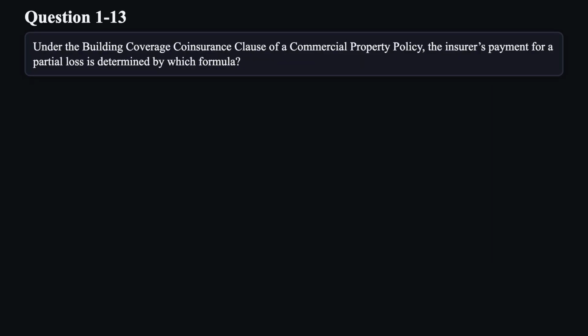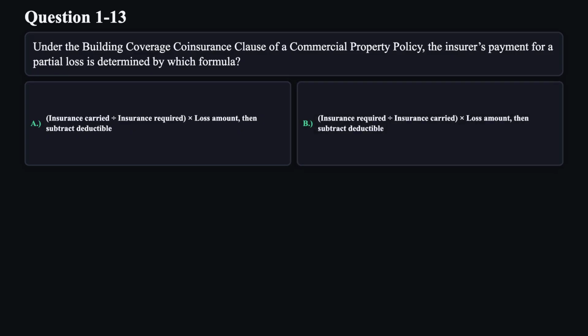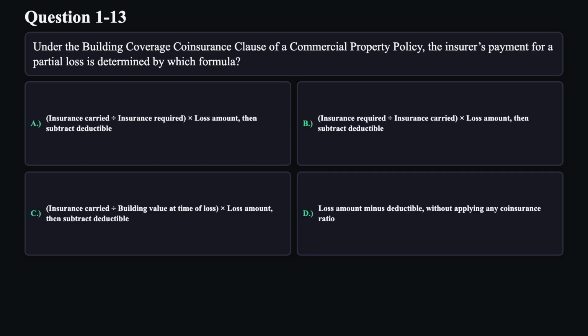Question 13. Under the building coverage co-insurance clause of a commercial property policy, the insurer's payment for a partial loss is determined by which formula? A. Insurance carried divided by insurance required, multiplied by loss amount, then subtract deductible. B. Insurance required divided by insurance carried, multiplied by loss amount, then subtract deductible. C. Insurance carried divided by building value at time of loss, multiplied by loss amount, then subtract deductible. D. Loss amount minus deductible without applying any coinsurance ratio.